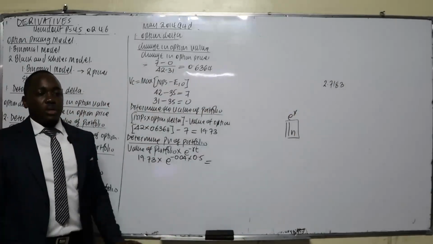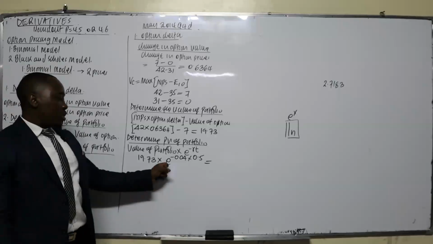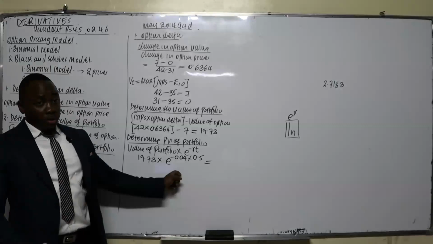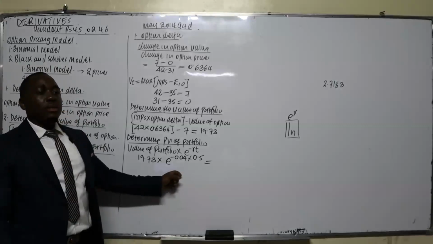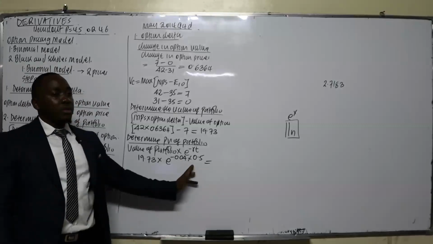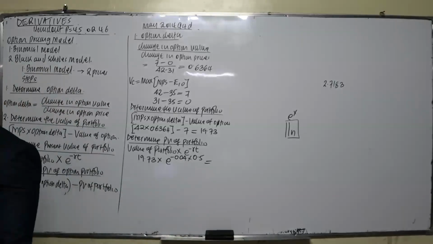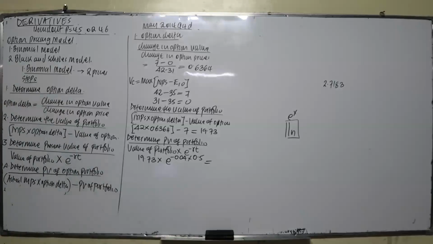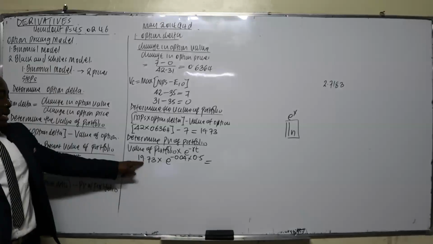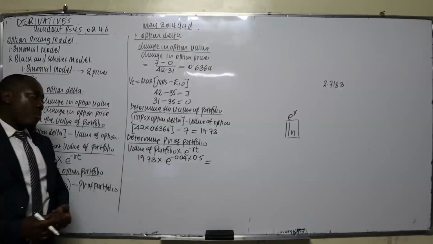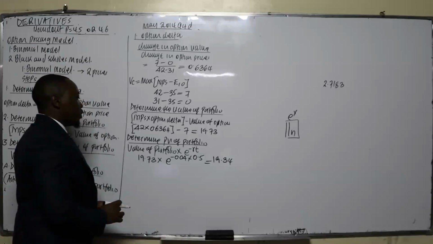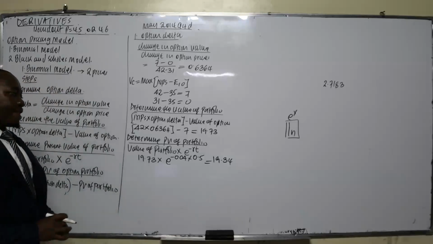Press on. Let's clear everything. So you take Shift Natural Log, you get E. Don't write raised to power. Open the bracket, negative 0.04 times 0.5, close the bracket, equals. Then you multiply by 19.73. You get 19.34. Good. So that's the present value of the portfolio.